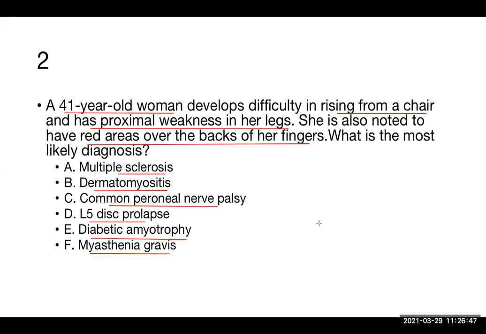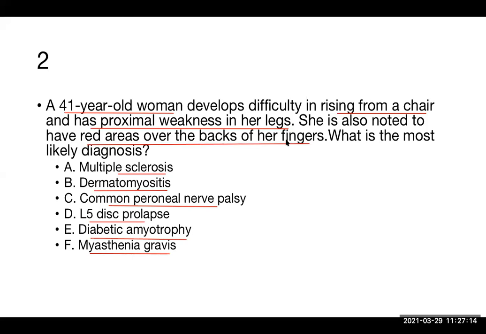Sir, it is a case of dermatomyositis. Dermatomyositis and polymyositis involve proximal muscle weakness. And in dermatomyositis, there will be involvement of the skin also. So there is a red area over the back of her fingers. Good, good. So can you tell me the pathological term for the red areas on the back of her finger?